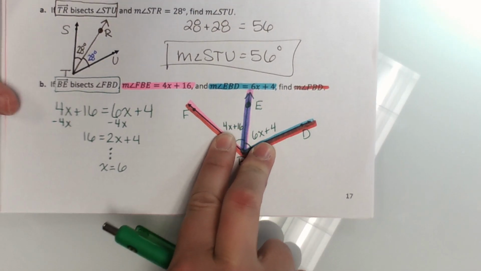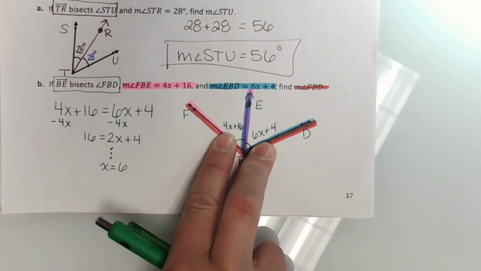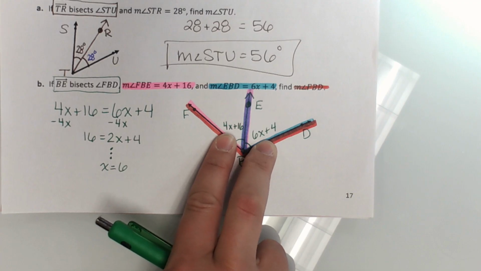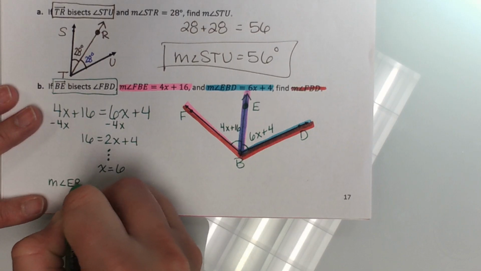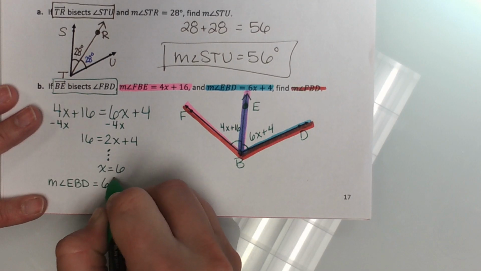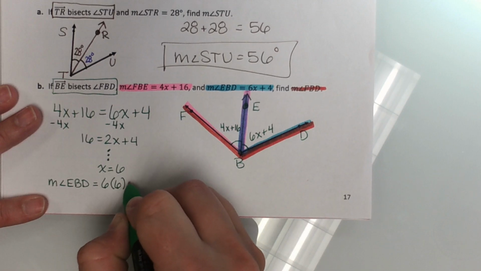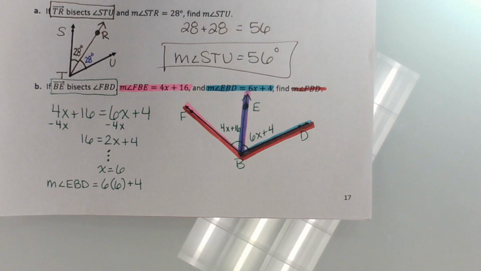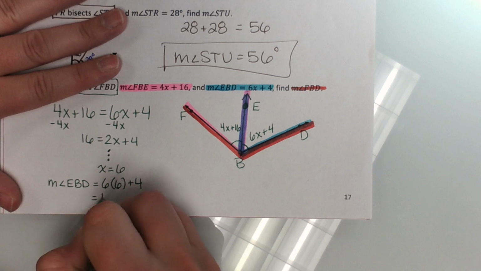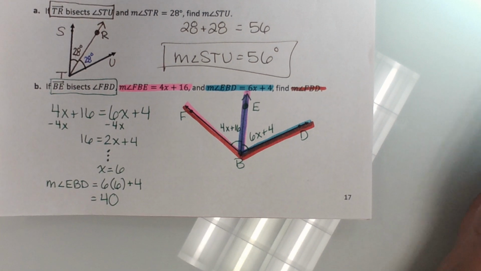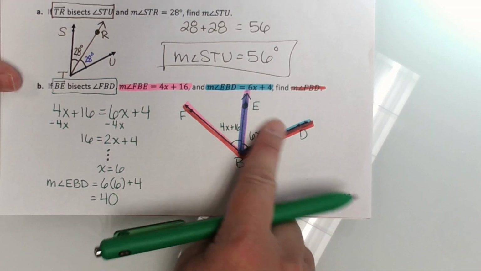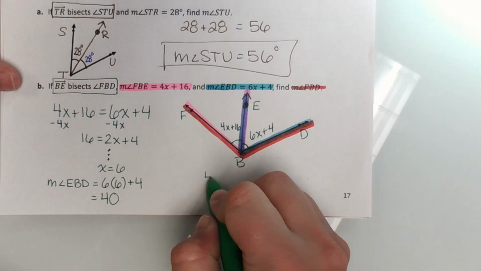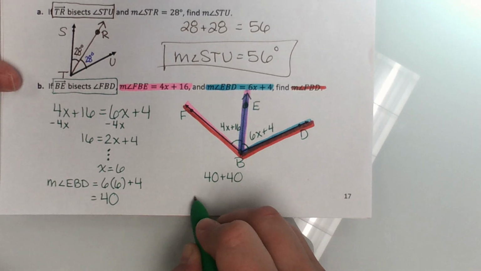So I pick one of these to plug back into. Which looks easier to work with? 6x plus 4. Sure, it literally does not make a difference. Now that was angle EBD, that was 6x plus 4. Remember, when you plug in, you replace x with the number in parentheses, but close those parentheses right after. 6 times 6 is 36, plus 4 is 40. Again, not what I was solving for. But I did just find that this angle is 40, or actually this one. And if that one's 40, this one's 40. Which means the full angle is 80.